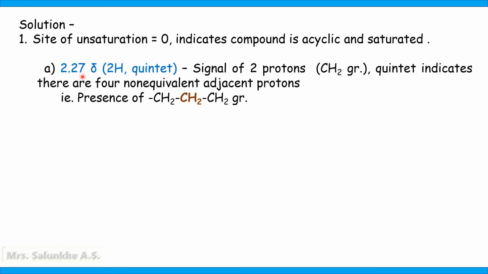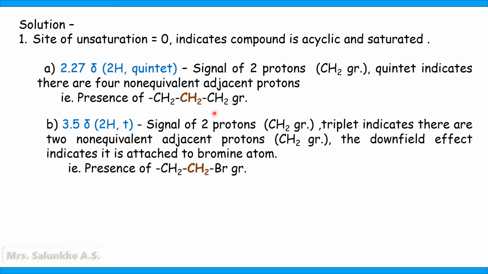The first signal is 2.27, 2H quintet. This is the signal of 2 protons, that is, of a CH2 group. Quintet indicates that there are 4 non-equivalent adjacent protons. Such a skeleton is present in the compound. This is the CH2 group proton, and these 2 adjacent CH2 groups are not equivalent.